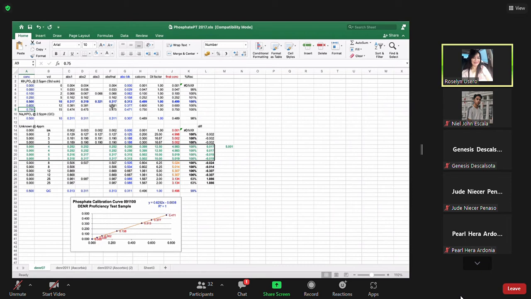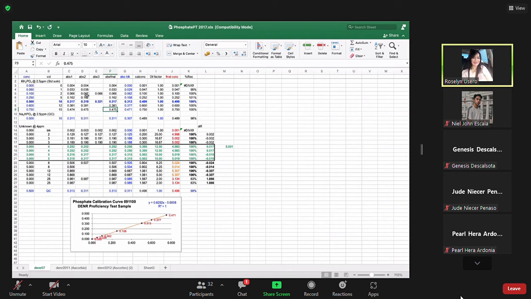Ang absorbance, amo na siya ang signal sa spectrophotometer. The higher the absorbance, the greater is the concentration of the chemical. So makita ninyo na sa 0.05, ang absorbance na final is 0.033. So as the concentration increases, the absorbance reading also increases. Okay, so it's directly proportional.